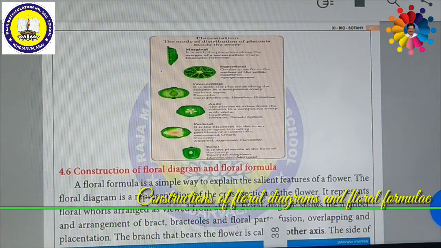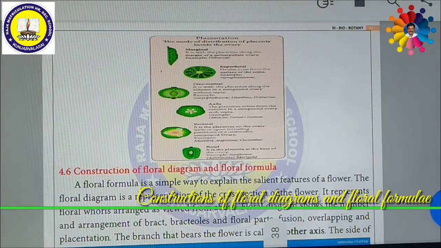If it is unisexual or bisexual, or what type of placentation, either superior ovary or inferior ovary, or epigynous or perigynous, everything can be represented in both floral diagram as well as floral formula. How do we do it? This is a very difficult concept. You should listen very carefully.